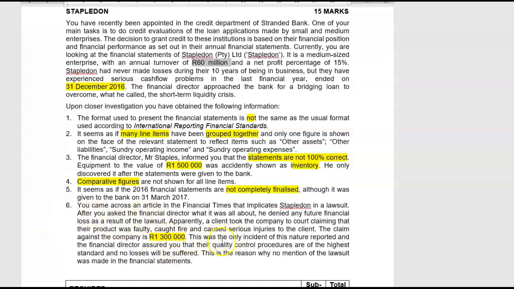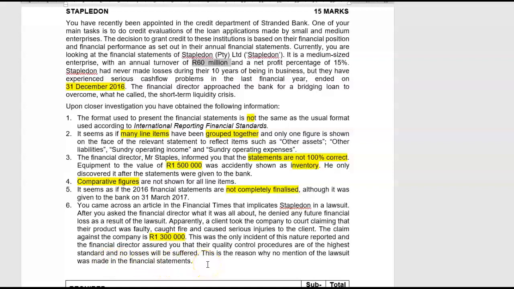This was the only incident of this nature reported, and the financial director assured you that the quality control procedures are of the highest standards and no losses will be suffered. This is the reason why no mention of the lawsuit was made in the financial statements.